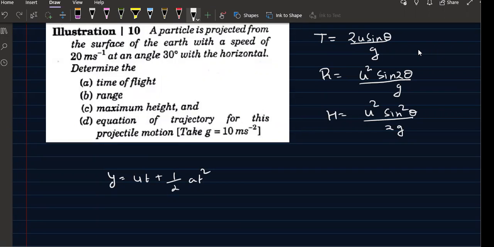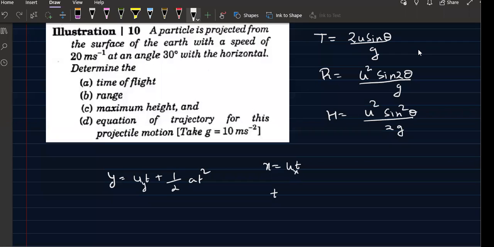Right? And x is equal to ut. But this is uyt and this is uxt. You have to find the relationship between y and x. That's the meaning of equation of trajectory. Yes or no? Tell me.